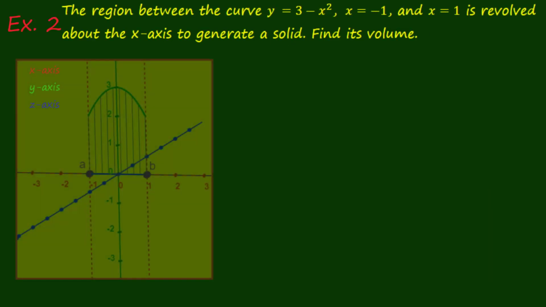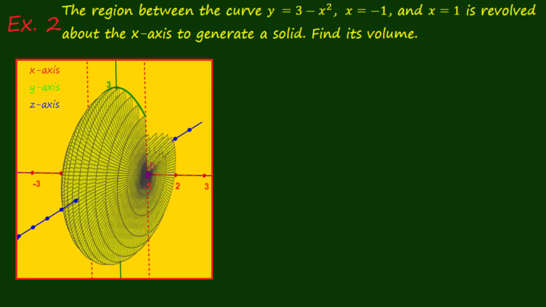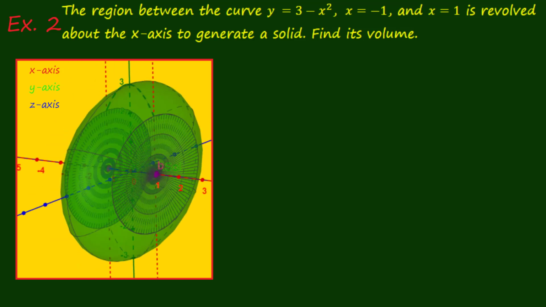So here we have the region bounded by the curve y equals 3 minus x squared and the lines x equals 1, x equals minus 1, and the x-axis. Here we want to compute the volume of the solid generated by revolving this region about the x-axis. As you see in the animation, this is the geometric shape we obtain.